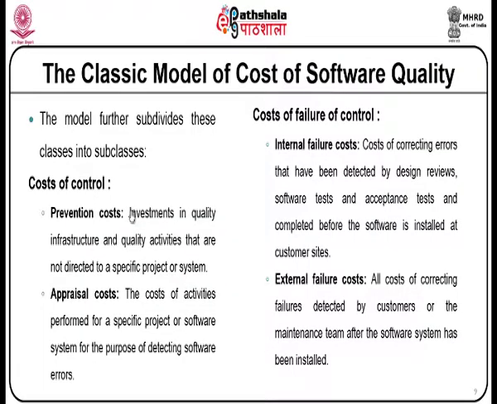The model further subdivides these classes into subclasses. Costs of control, as I have mentioned in the previous slide, prevention costs and appraisal costs. Costs of failure of control, internal failure costs and external failure costs. Coming into prevention costs, investments in quality infrastructure and quality activities that are not directed to a specific project or system.